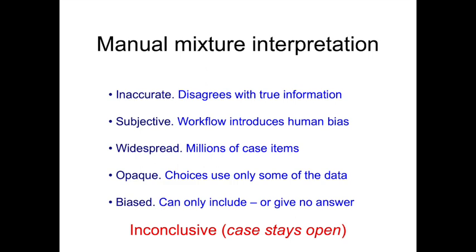It's widespread. There are millions of case items around the world that have been looked at. It's opaque. People don't really know why the human analysts are making the choices that they're making. It can only include. You can't exclude somebody. You can't exonerate anybody with these inclusion methods. And the result is most of the results are inconclusive and the cases stay open.